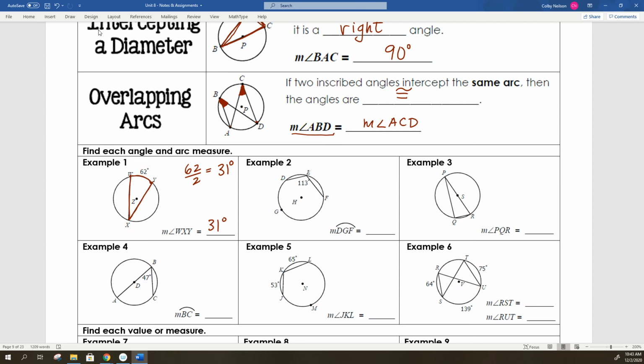Anyway, let's see. We want arc DGF. So we want the arc from D to G to F. 226. So the angle associated with that arc is 113. So if that's the angle, we have to times that by 2 to get our arc. Whoa. 226 degrees. Since it's larger than 180, it's called a major arc.